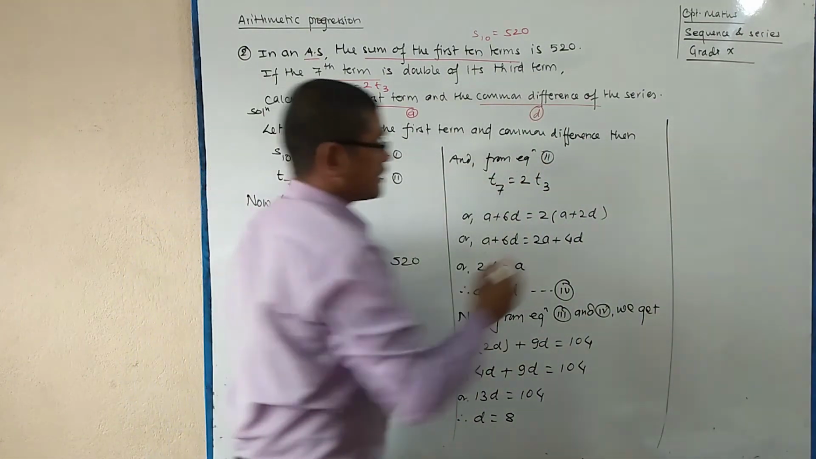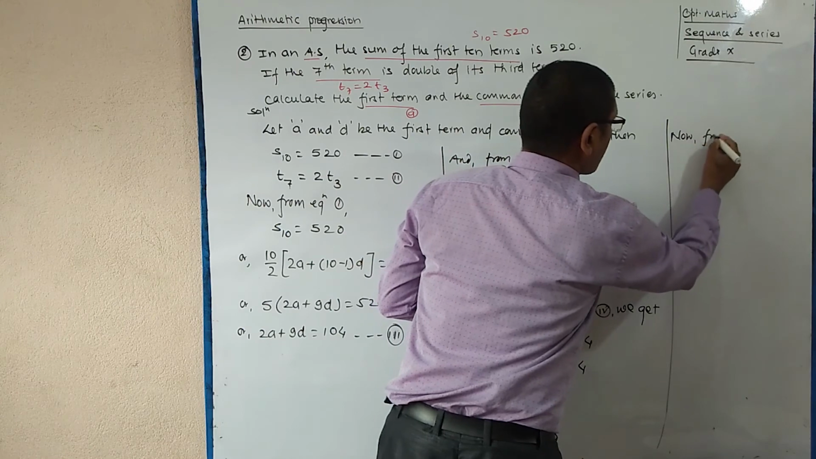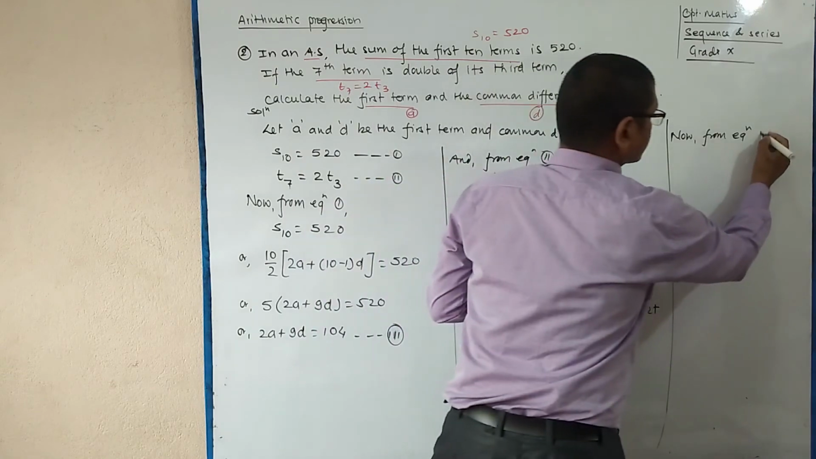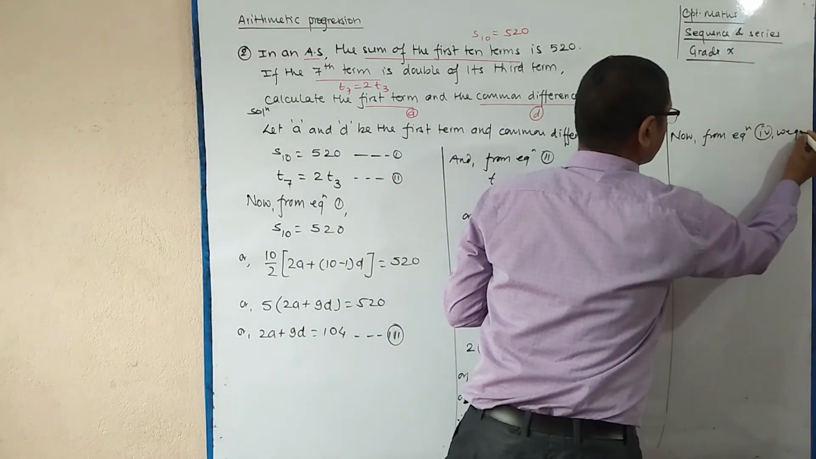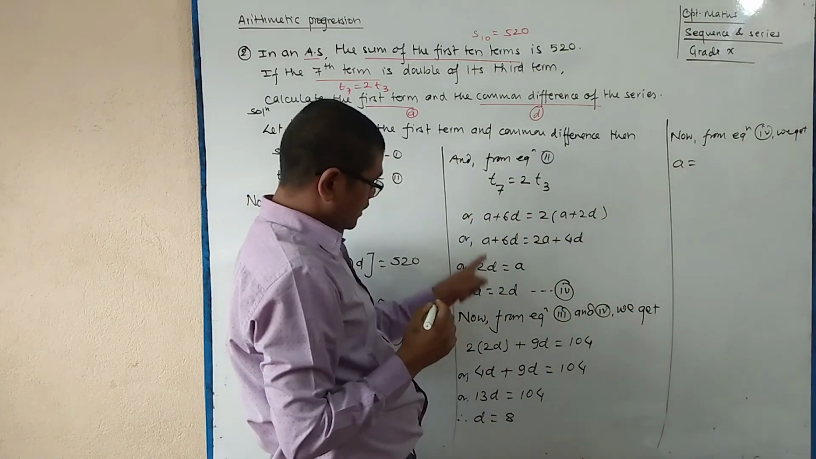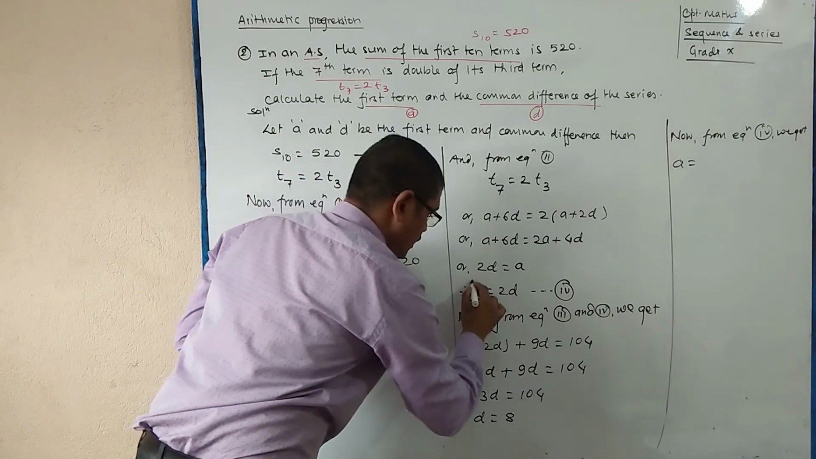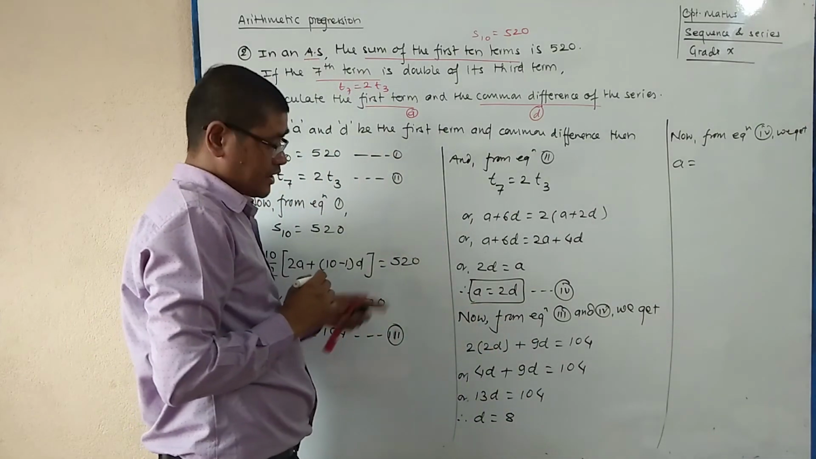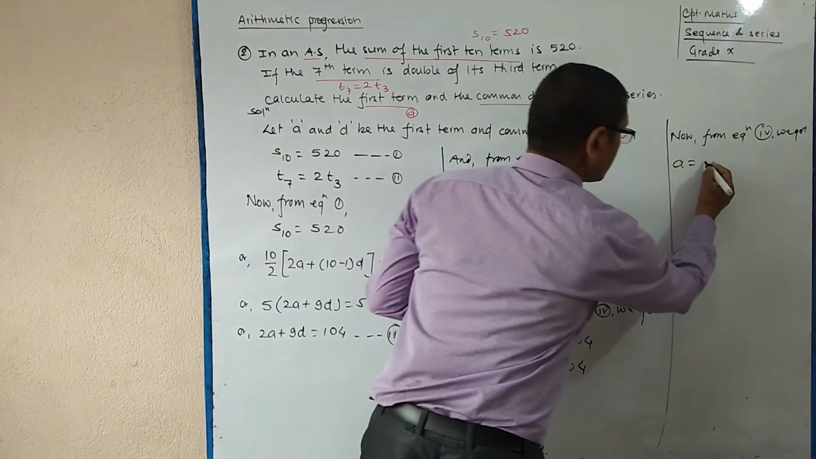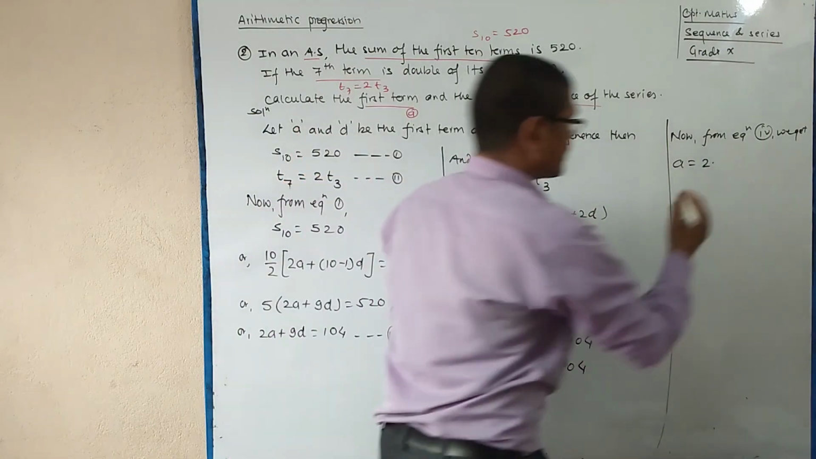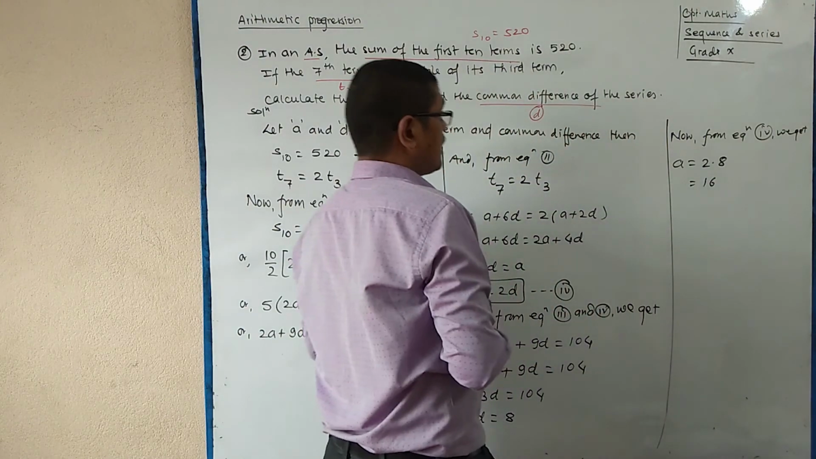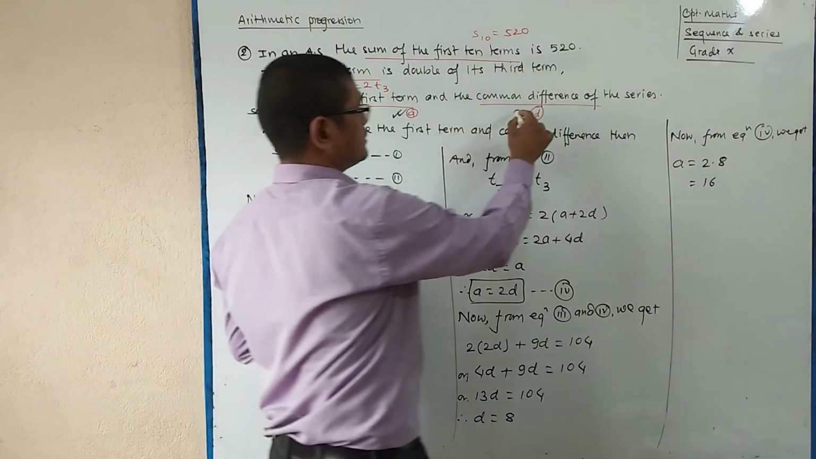After getting the value of d, now from equation 4 we get a equals 2d. A means 2 times d, and d we have already calculated, so a equals 2 times the value of d, which is 8, equals 2 times 8, 16. And we were asked to find the value of a and d, which we did.